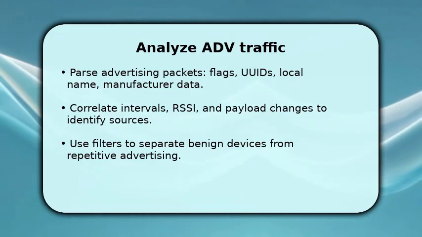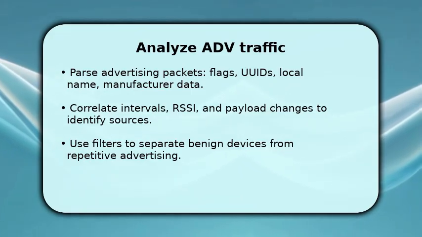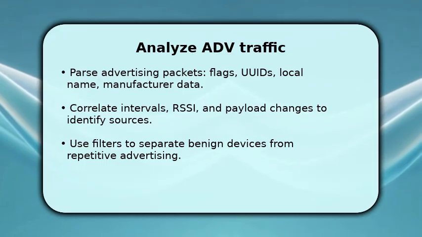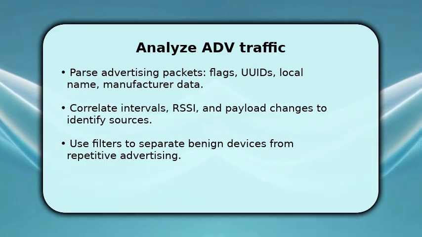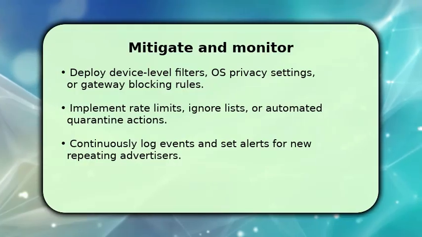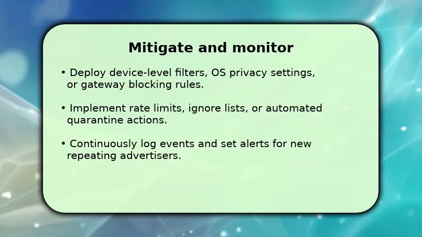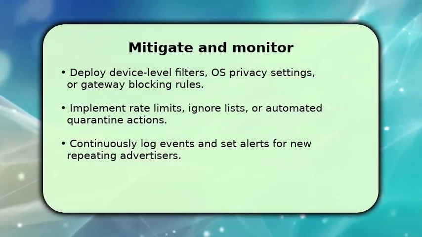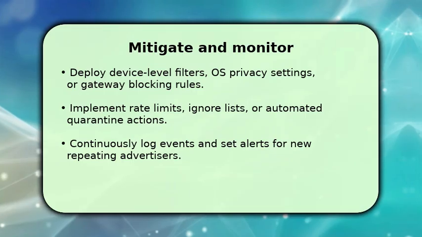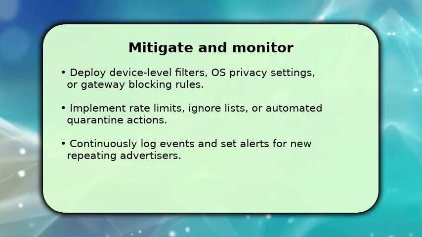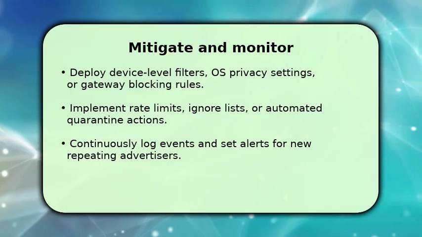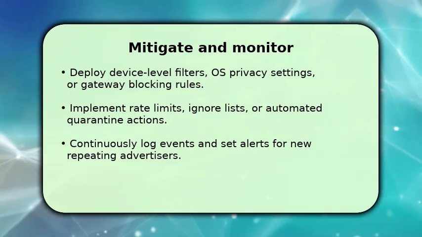You finish by implementing practical mitigations and continuous monitoring. On endpoints, enable OS privacy protections, block or ignore specific MACs and UUIDs, or enforce user prompts for unsolicited connections. On gateways, create rules to drop or rate limit frequent advertising sources and quarantine unknown devices for inspection.